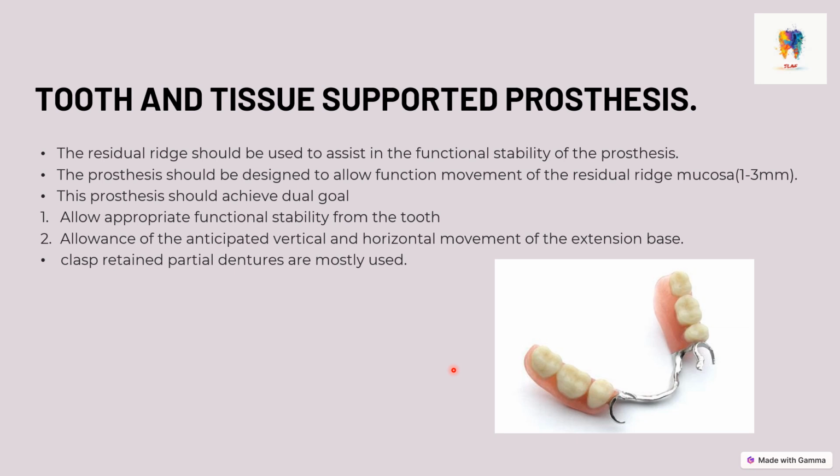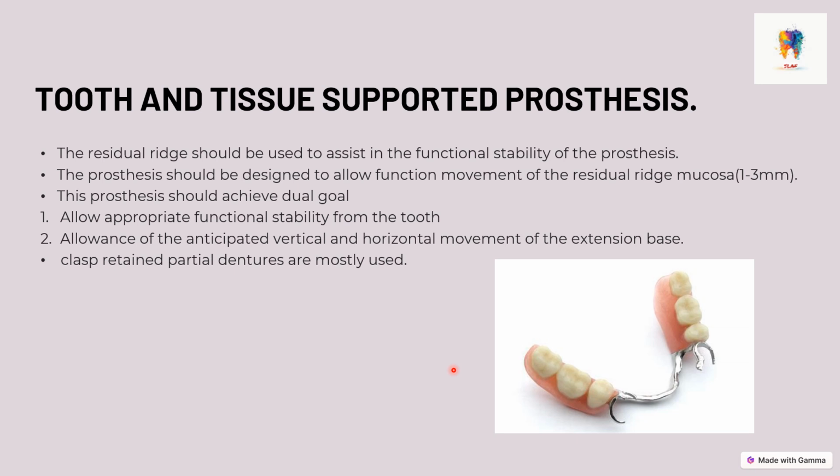If you're making a tooth and tissue supported prosthesis, the residual ridge is your tissue. If you're taking the support from the residual ridge, it has its normal movement, from 1 to 3 mm. So if you are designing a prosthesis that is taking the support from the residual ridge, that prosthesis should allow the natural movement of the residual mucosa of 1 to 3 mm. I hope I'm clearing this out. If not, comment it down and I'll explain it again in the upcoming videos.